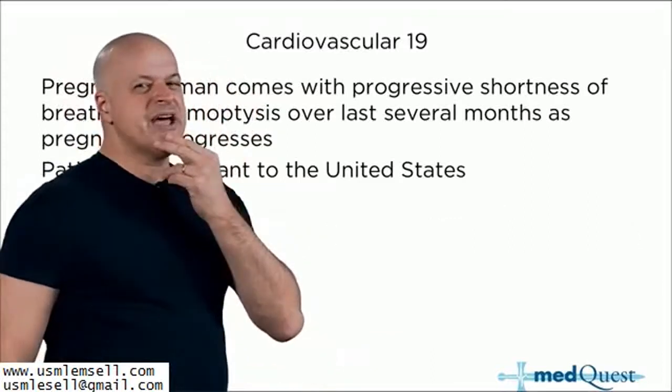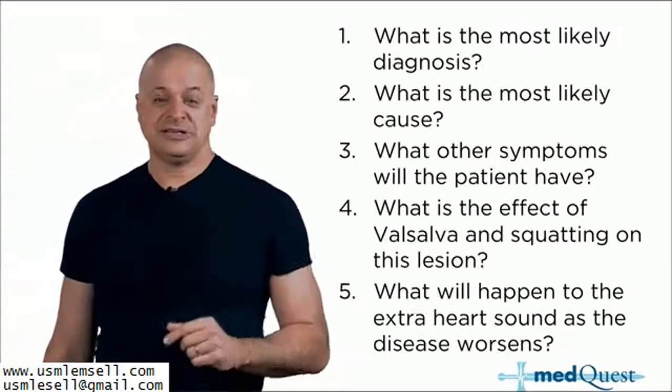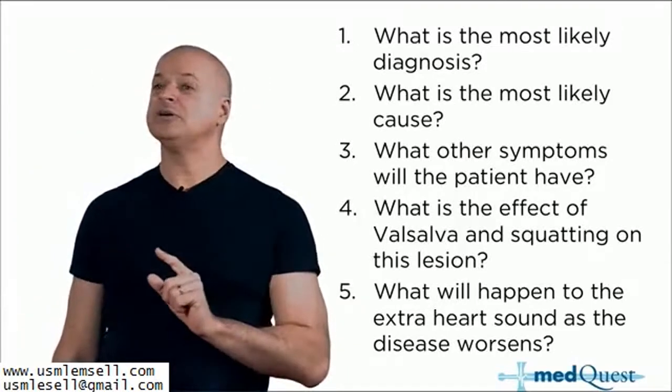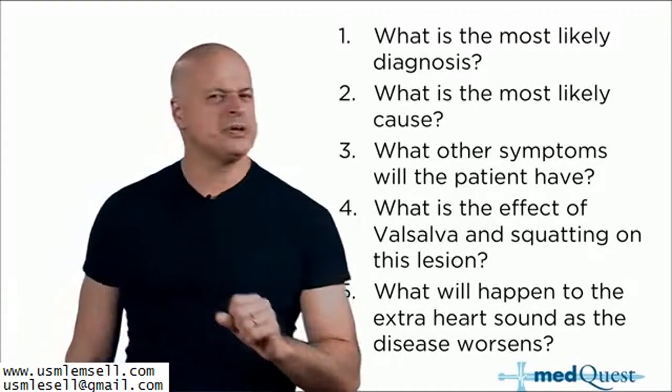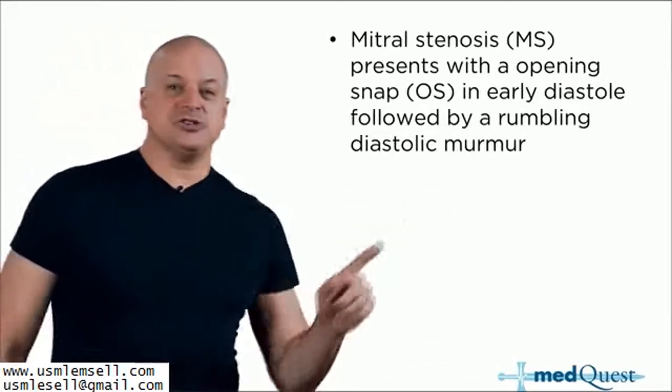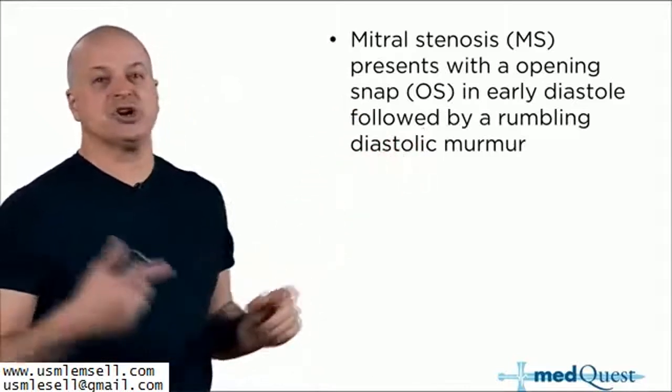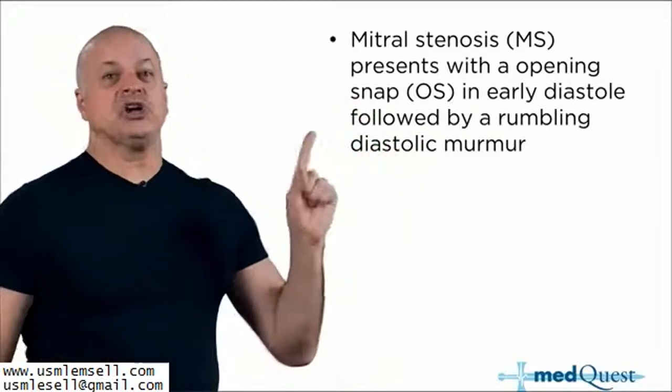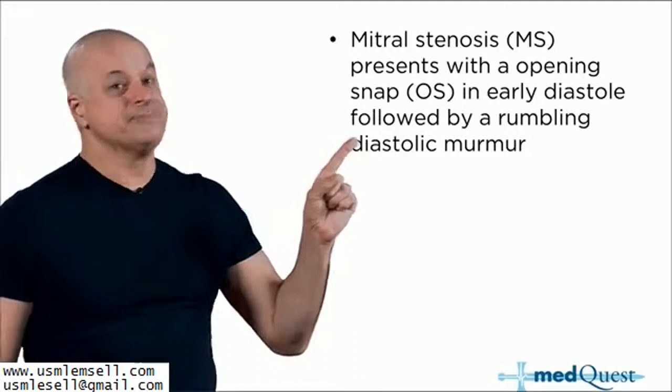What opens the valve? This is the mitral valve. What opens the mitral valve is pressure in the left atrium. When the disease gets worse, does left atrial pressure get worse? Yes, it does. Worse disease, it opens earlier. Mitral stenosis has an opening snap, and that opening snap happens earlier when the disease gets worse because left atrial pressure goes up.